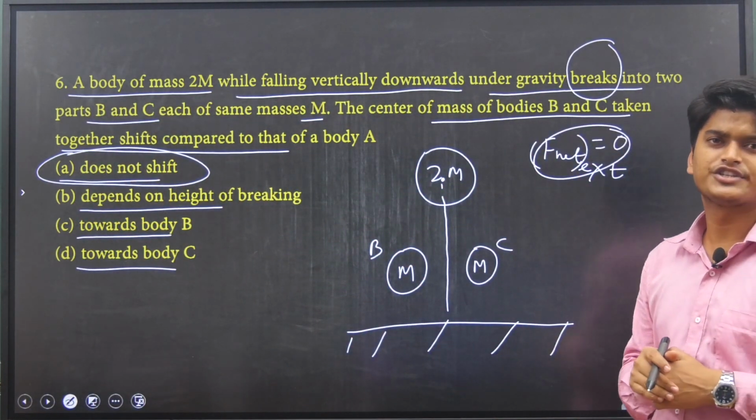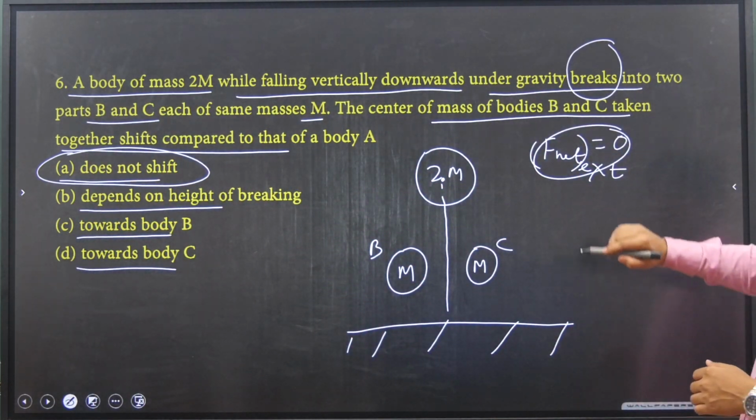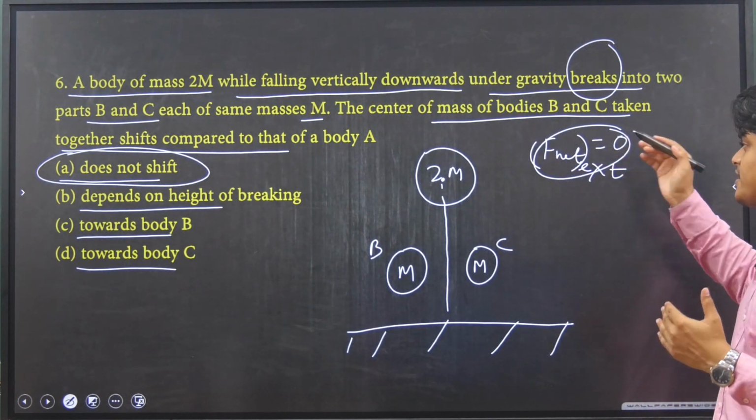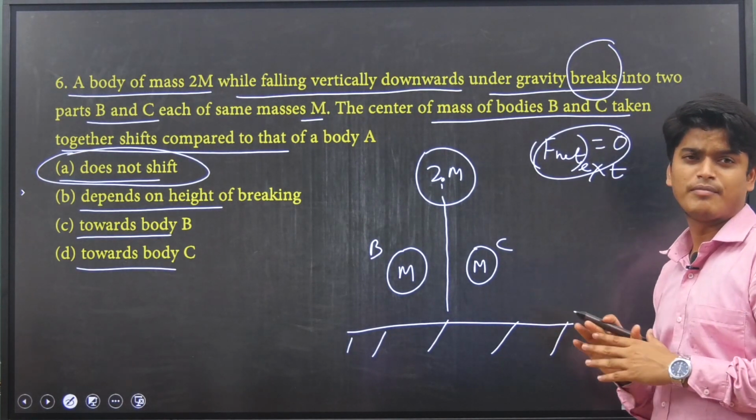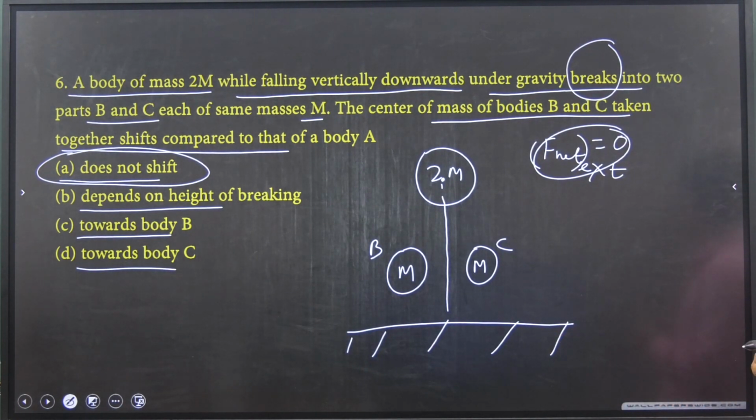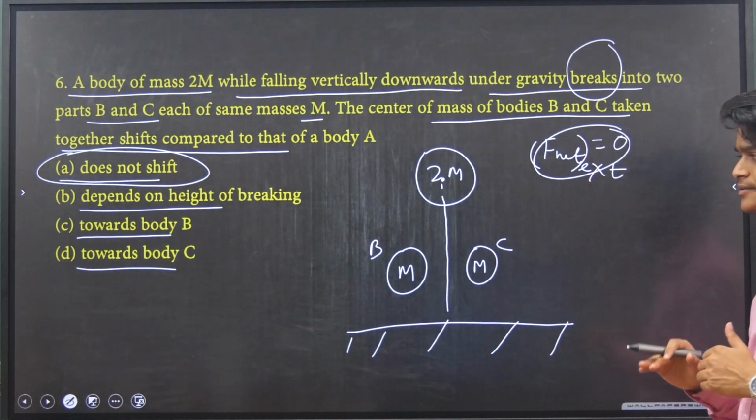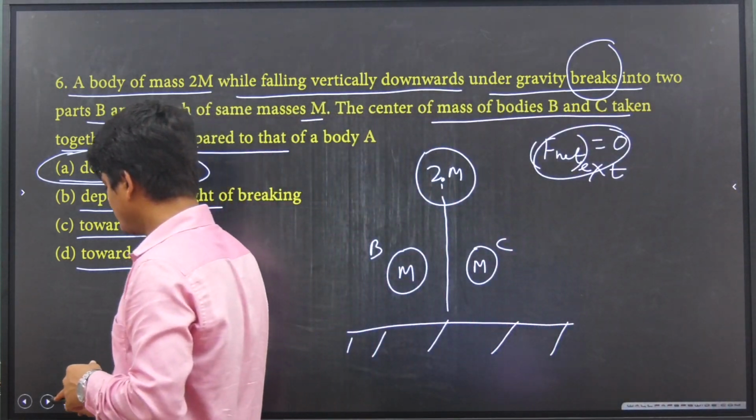So we will go to the next question. Always remember, if F net, or the external force on a system, is 0, then the center of mass will not change its position or its path. Okay, now come to the next.